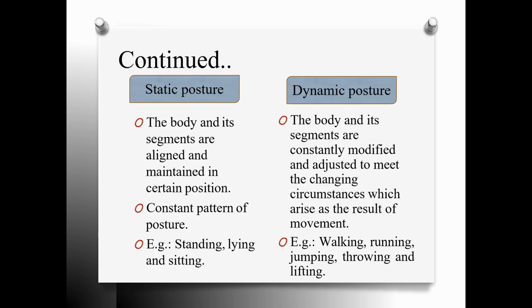Static versus dynamic posture. In static, the body and its segments are aligned and maintained in a certain position, a constant pattern of the posture, for example standing, lying down and sitting, that is static as we discussed. And dynamic, body and its segments are constantly modified, adjusted to meet the changing circumstances which arise as a result of the movement. Example, walking, running, jumping, throwing, lifting, swimming, cycling, etc. All the things that are all part of dynamic posture.